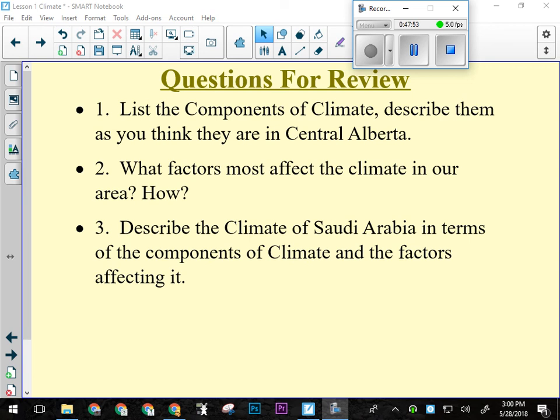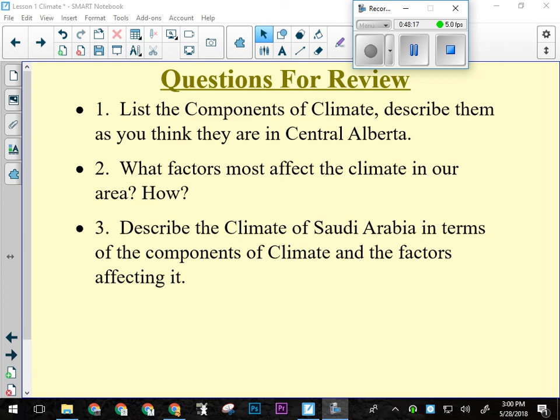What's probably the second biggest factor affecting our climate here? The mountains. Okay, the mountains is probably the second biggest one for us. They cause Chinooks, which are a big deal for us. They make it dry here because they block a lot of the precipitation. So mountains would probably be our second one. What would our third be?